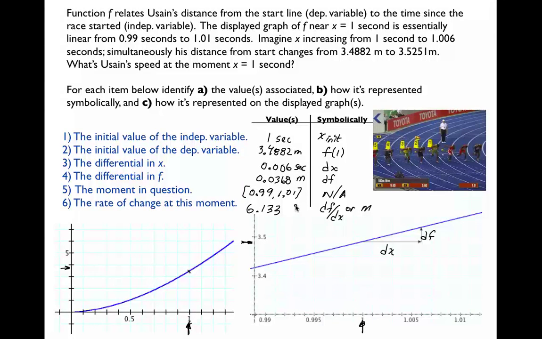Okay, what's the units on that? The units. She wants meters per second. Agree with that?